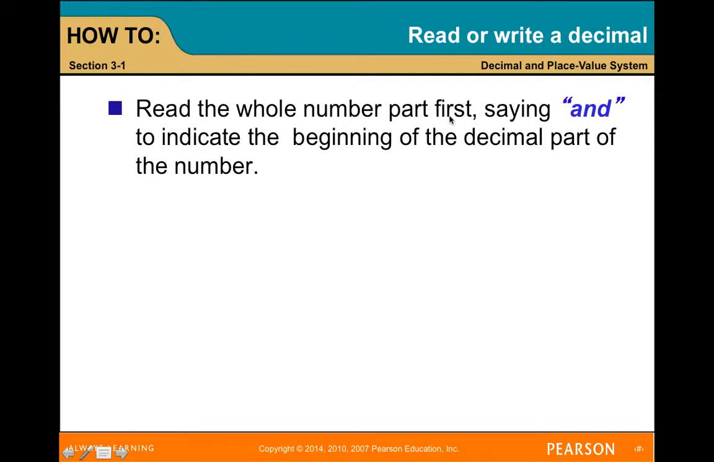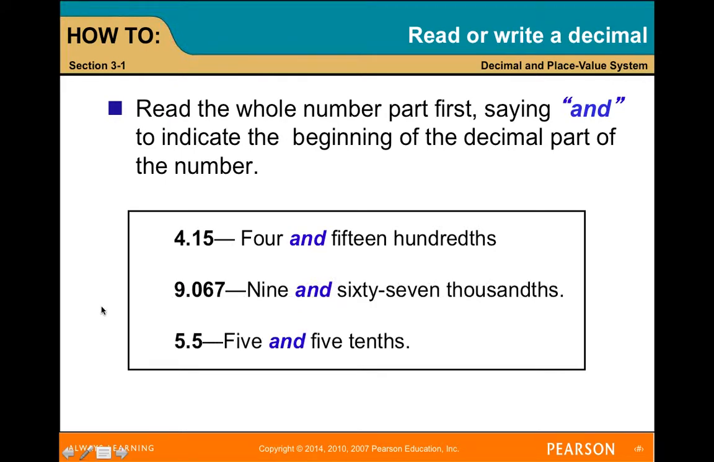Read the whole number part first, saying "and" to indicate the beginning of the decimal part of the number. So in this instance, you'd say 4 and 15 hundredths, 9 and 67 thousandths, 5 and 5/10. So you can kind of pretend like the decimal is an "and" when you're reading the decimals like this with the THS's at the end.